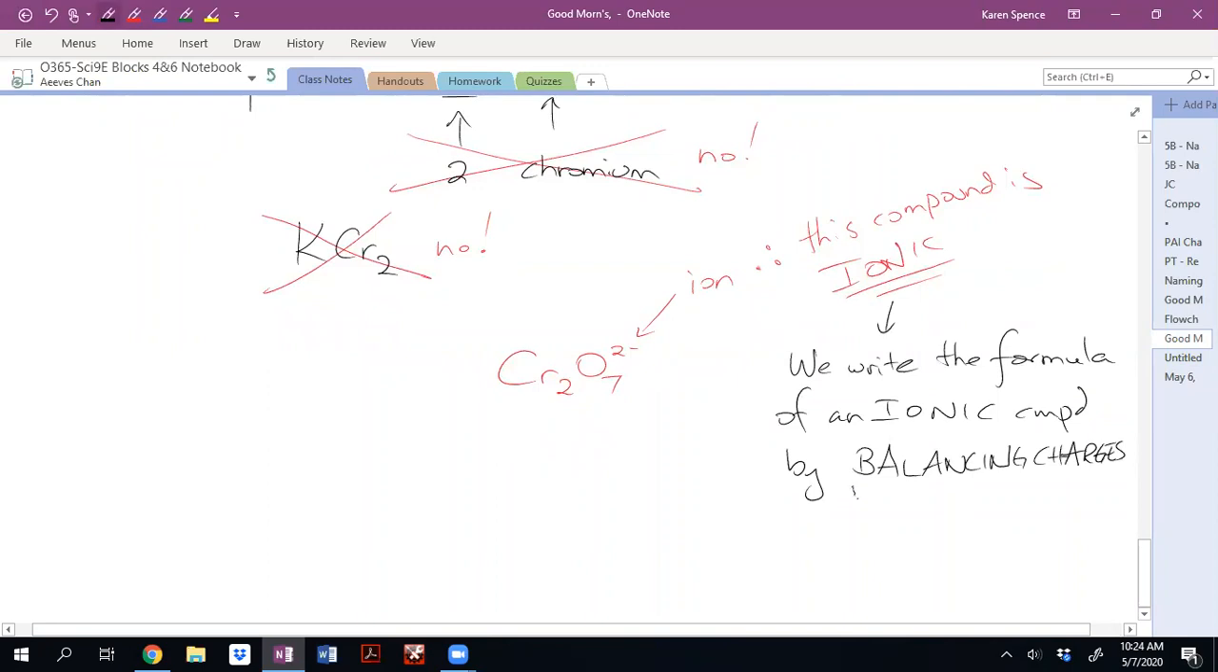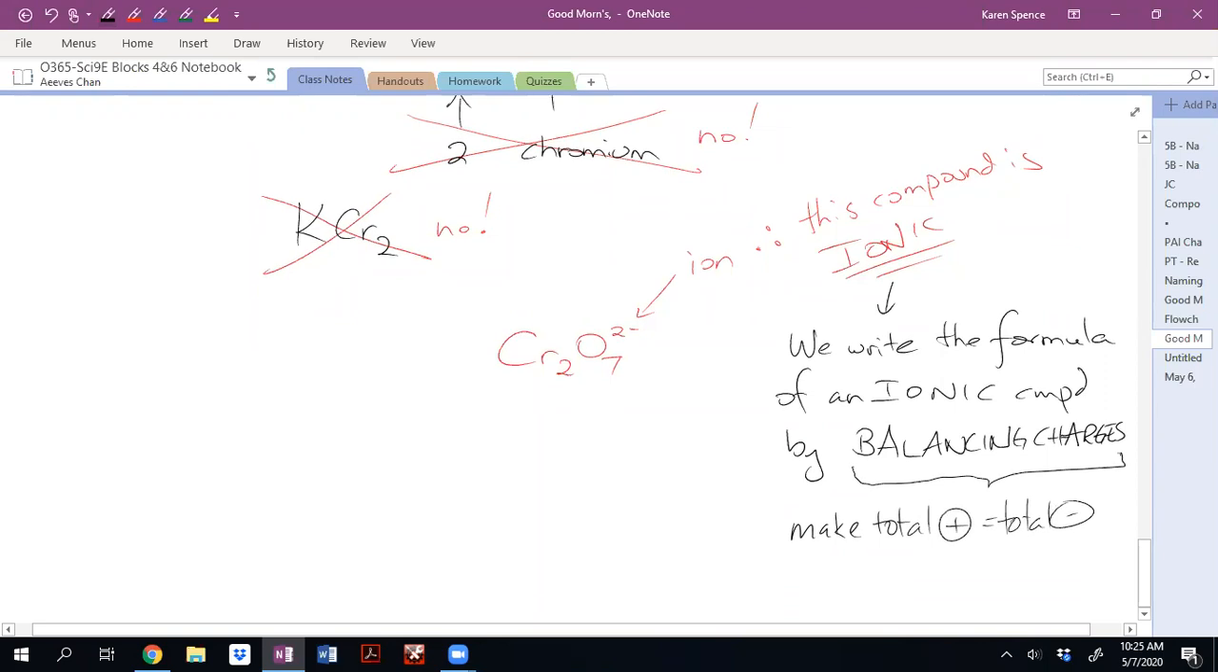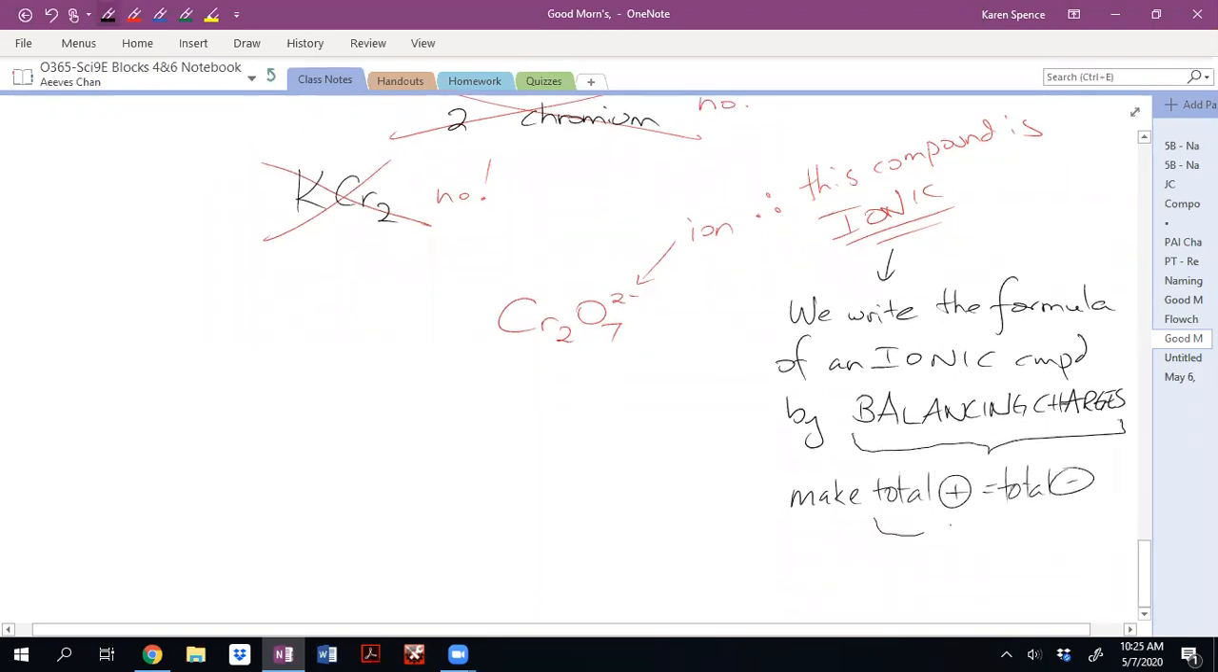What does that mean? If we are balancing our charges, it means make the total positive charge equal the total negative charge. Okay, and if your total positive and total negative are equal, what that means is that you will have an overall charge, which we also call a net charge, equals 0.